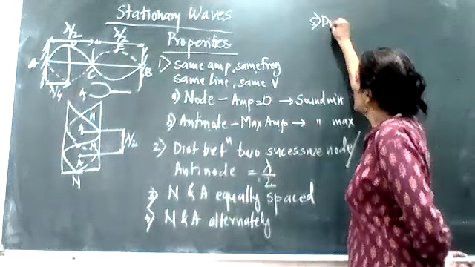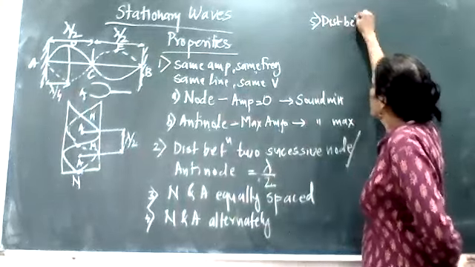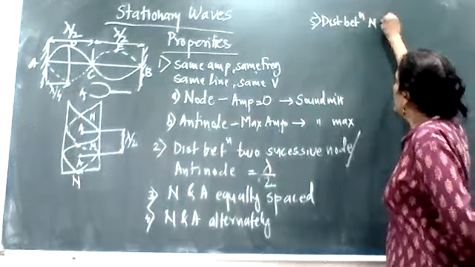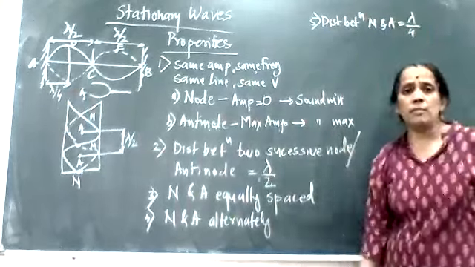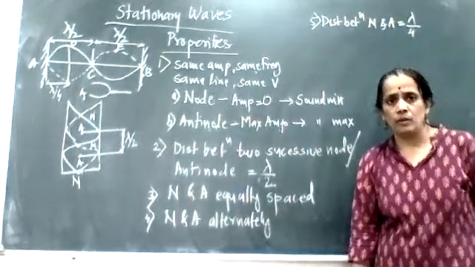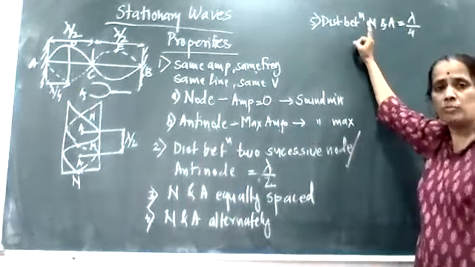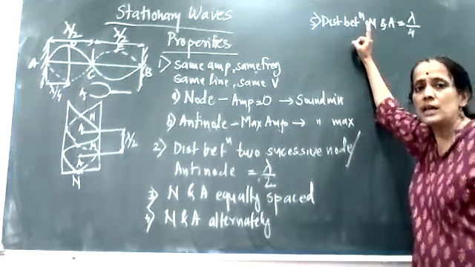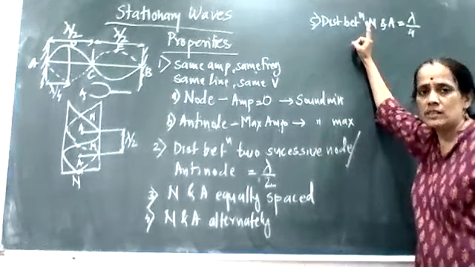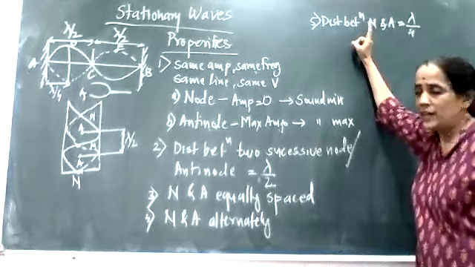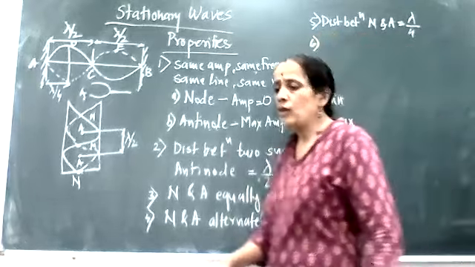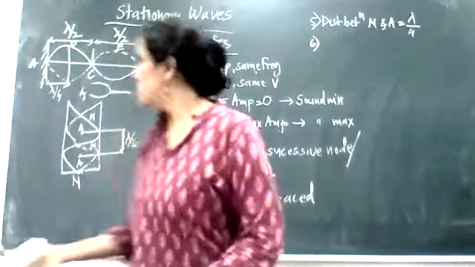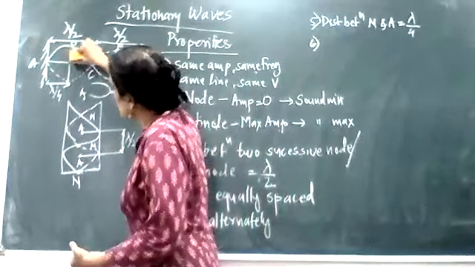So that is the fifth property: the distance between node and antinode is nothing but lambda by 4. This is also one of the important properties, and it can be asked as an MCQ or a very short answer question. Clear?